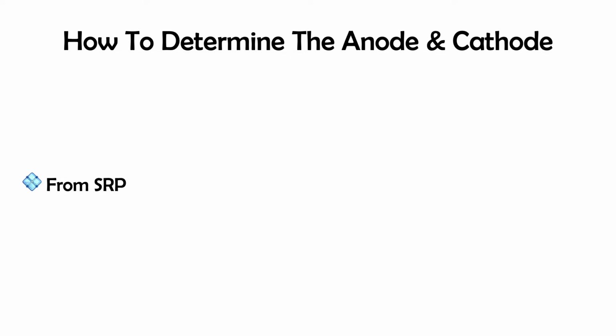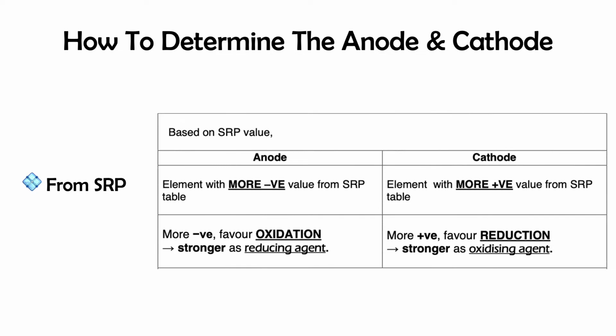The second method to determine the anode and cathode is from the SRP value. Based on the SRP value, the anode should be the element with the more negative value, whereas the cathode should be the element with the more positive value from the SRP list.